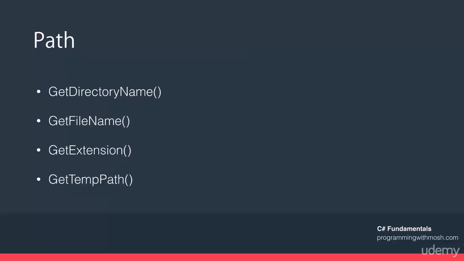We also have the Path class, which provides methods to work with a string that contains file or directory path information. And here are some useful methods of the Path class. GetDirectoryName, GetFileName, GetExtension, which is very useful. Let's say you have a path and you want to get only the extension of that path. So you don't want to process a string yourself, you just want to get the extension. So you simply call Path.GetExtension and provide your string there.